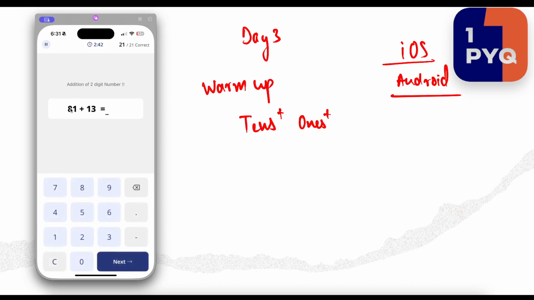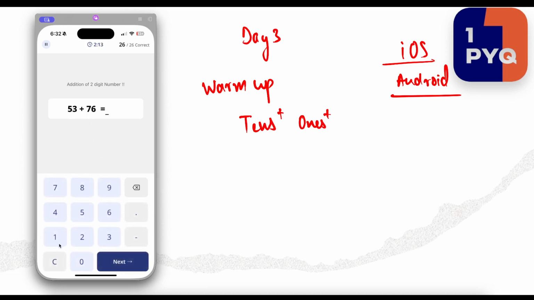8 plus 1 is 9, 9 with 4 is 94. 4 plus 5 is 9, 9 with 4 is 94. 3 plus 8 is 11, 11 with 5 is 115. 5 plus 4 is 9, 9 and 6 is 96. 8 plus 9 is 17, 17 with 8 is 178.